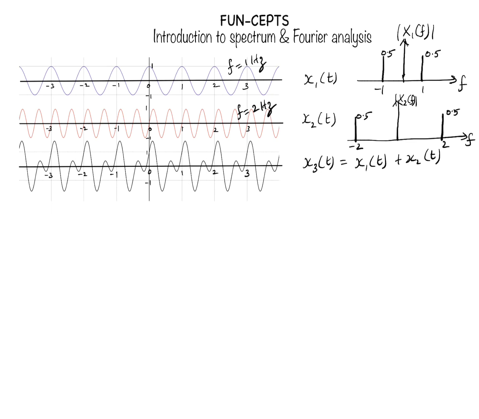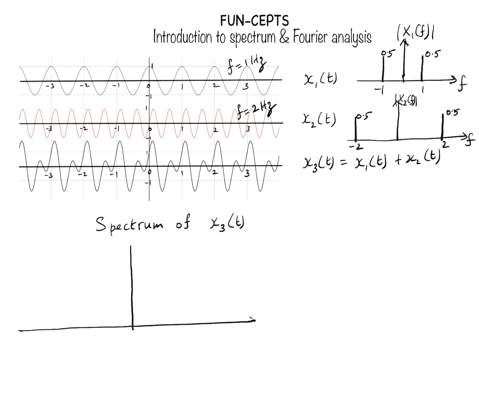Now, since we know that x3 of t has been produced by adding x1 of t and x2 of t, that is by adding the 1 hertz signal and the 2 hertz signal, naturally, if we had to draw or plot the spectrum of x3 of t, then we'll have to plot it something like this.